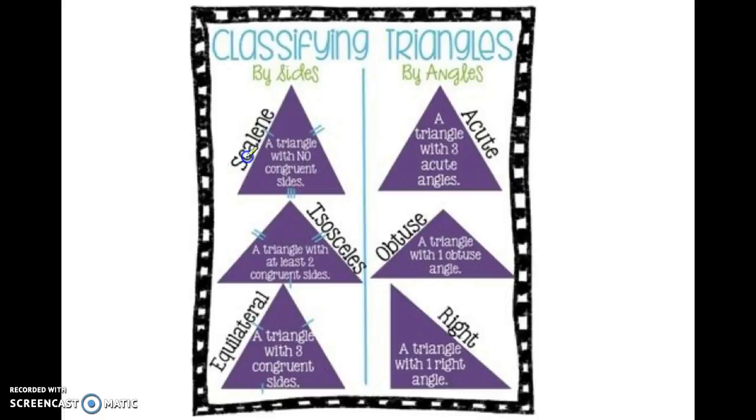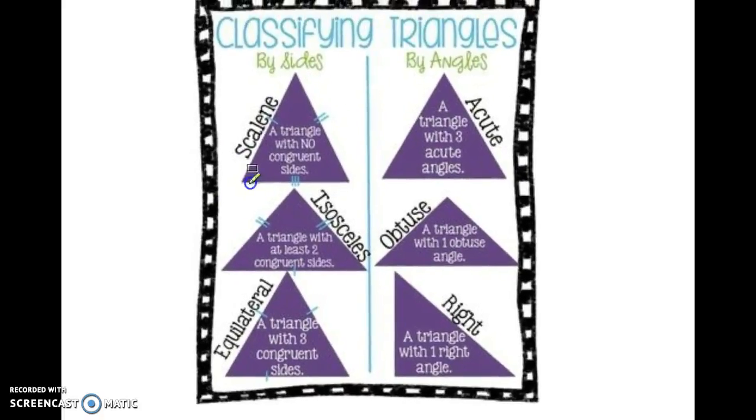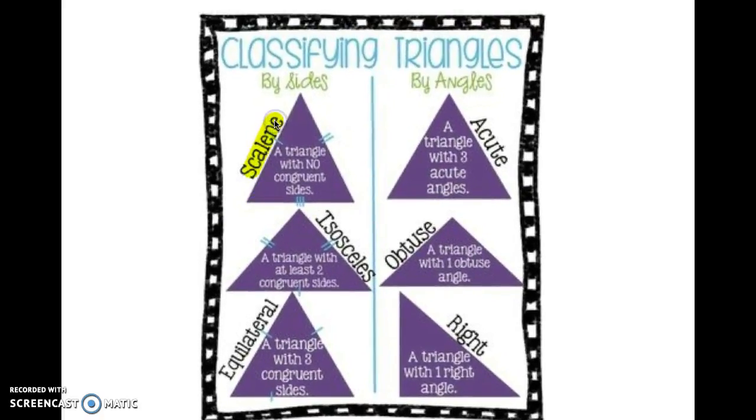A scalene triangle is a triangle that has no congruent sides. So if you look, these markings indicate this has a 1, a 3, a 2. They all have a different number of markings. That means each of those 3 sides is a different measurement. Now 2 of these look kind of close, but you can tell because of the markings on them, they're not the same. So if there's no congruent sides, it's called scalene.